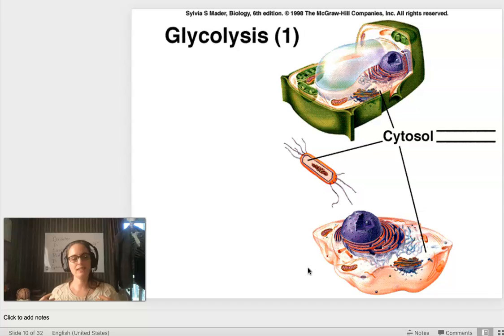This is taking place in the cytosol. We don't need our specialized organelles for this. This is why it's so important for anaerobic cellular respiration. This does not require oxygen. It does not require organelles. So even if something's wrong with your mitochondria, you can still do this. If there's no oxygen, you can still have glycolysis. You can eke out a tiny amount of ATP, even without mitochondria.